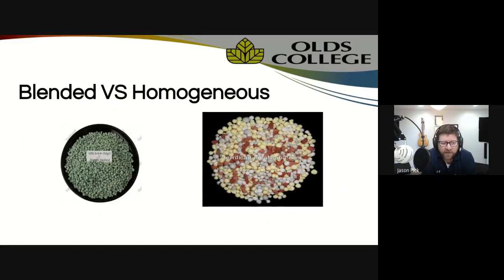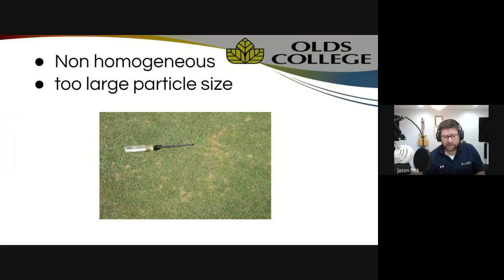What the homogeneous process does is take everything here on the right, grind it all down into a fine powder, and then spray it in through a silo with polymer coating alongside of it. So what you end up getting is a single particle with all three elements within it. So you don't get this. This is what happens when you apply an ag grade particle to a golf green.